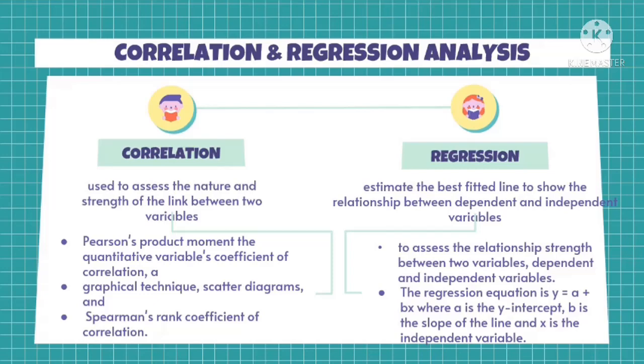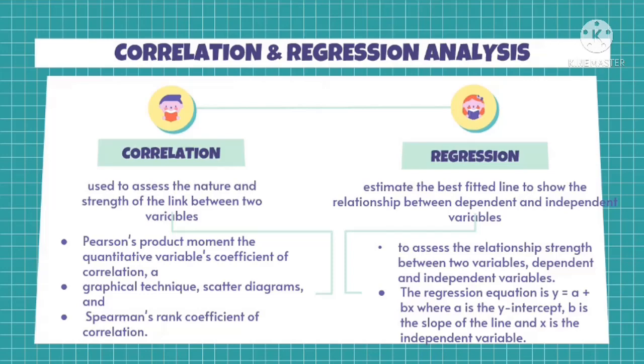Last but not least, correlation and regression analysis. Correlation analysis is used to assess the nature and strength of the link between two variables, which are typically referred to as independent and dependent variable. There are three ways to find correlation, which are Pearson's product moment, the quantitative variables coefficient of correlation, a graphical technique, scatter diagrams, and Spearman's rank coefficient of correlation for quantitative and qualitative variables.